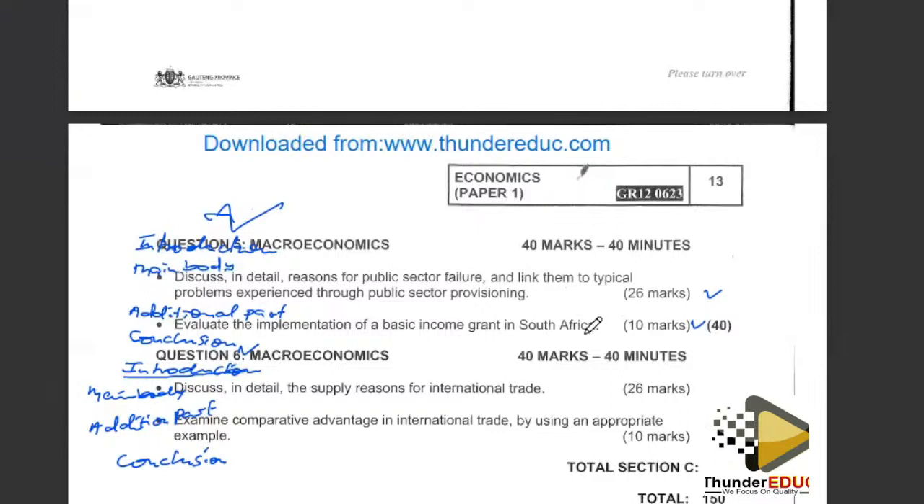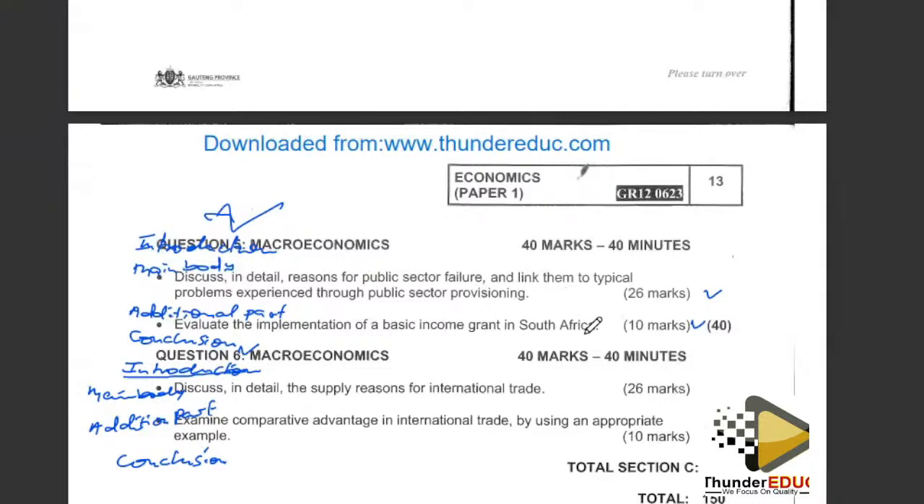Now let's move on to the next question, which is an additional part, where you are supposed to examine comparative advantage in international trade by using appropriate examples. So let's check how best we can examine that. Remember the expectation here: you should always make sure that you give 5 points, which will land you on 10 marks. Meaning each point carries 2 marks.